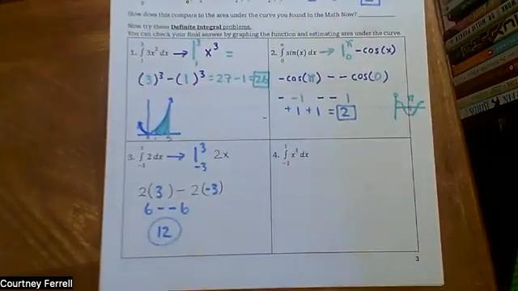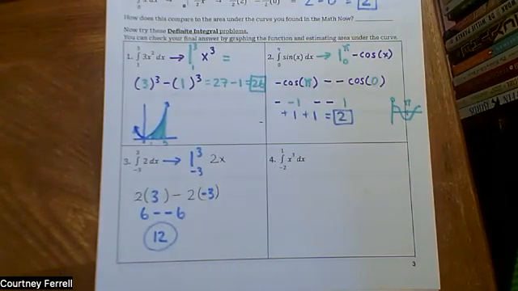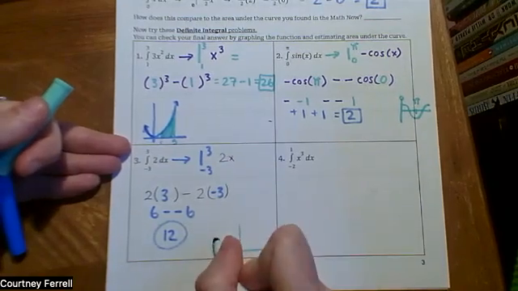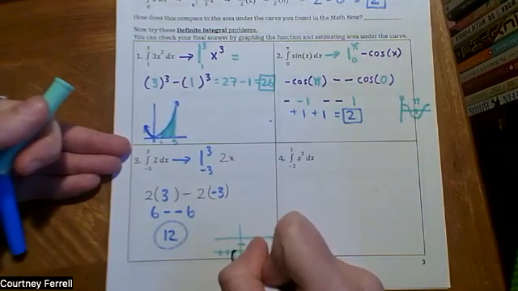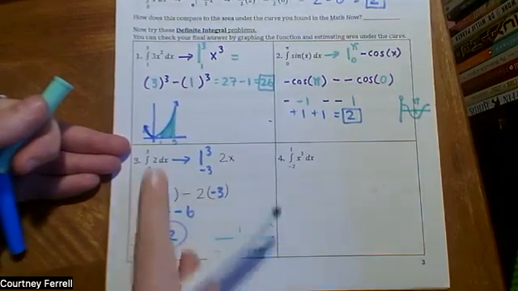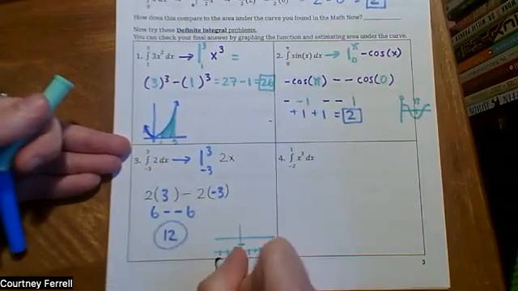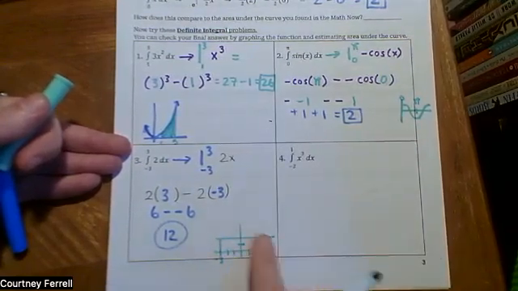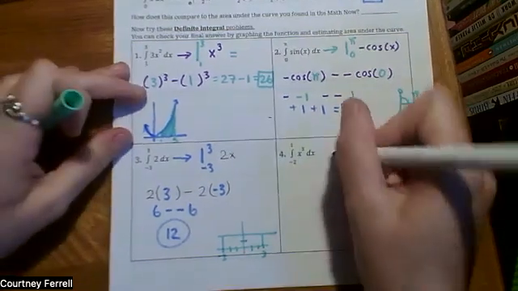Cool. And then if we wanted to check our work, you don't have to, but if you wanted to check your work, what you could do is sketch yourself a graph of y equals 2 from -3 to 3. And we can see visually that this is indeed 12 units. So we did it right. All right, moving right along.